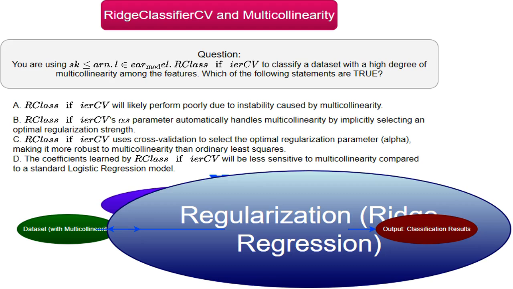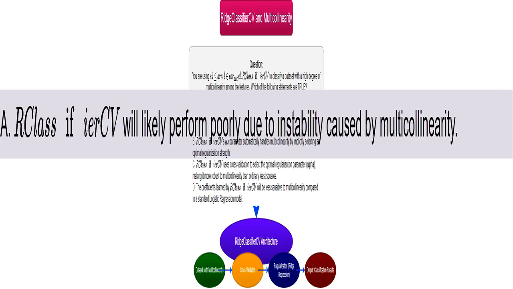A technique to prevent overfitting by adding a penalty to the model's complexity. Ridge regression, specifically, adds a penalty proportional to the square of the magnitude of the coefficients. This encourages smaller coefficients, which makes the model less sensitive to multicollinearity. Incorrect.